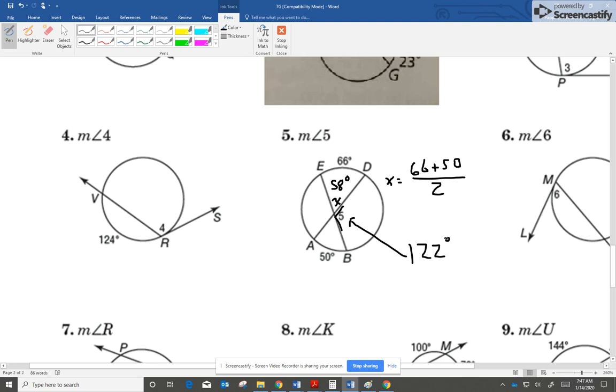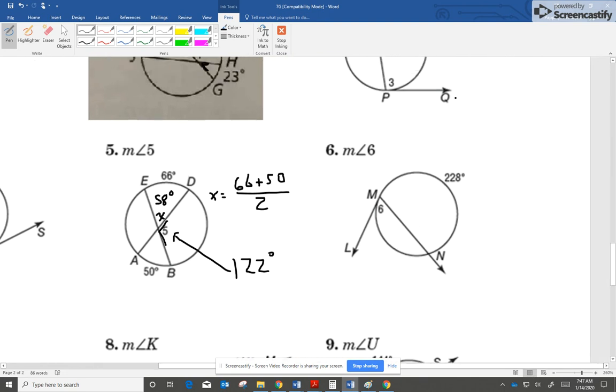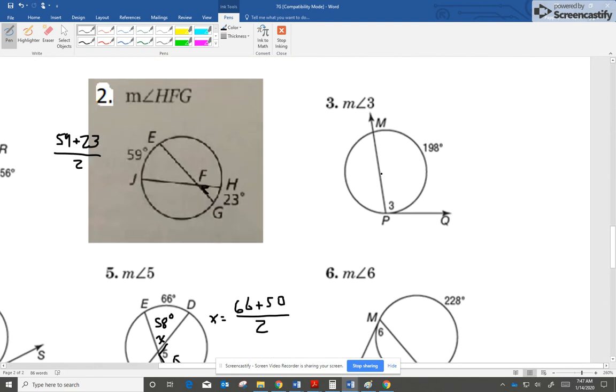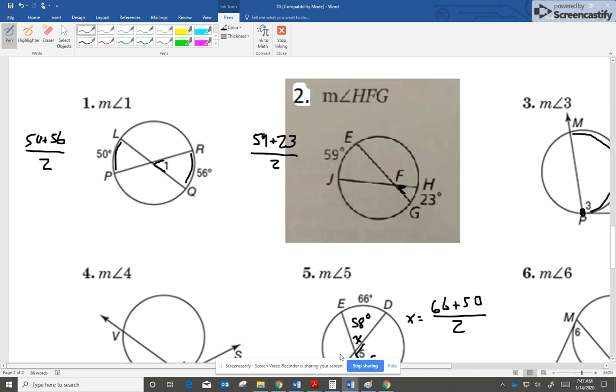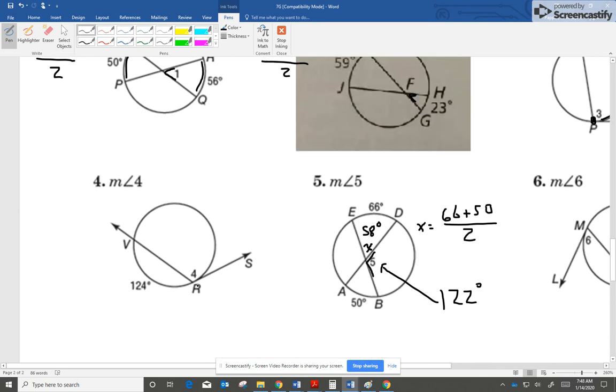Okay, everything should be pretty simple so far. Okay, next, angle 3. The vertex is on the circle. It's an inscribed angle. Okay, an inscribed angle is half the arc that it intercepts. Okay, so angle 3 is going to be half of 198. So let's do 198 divided by 2 to get angle 3. Okay, angle 4.